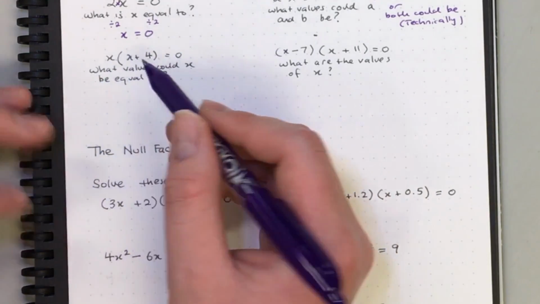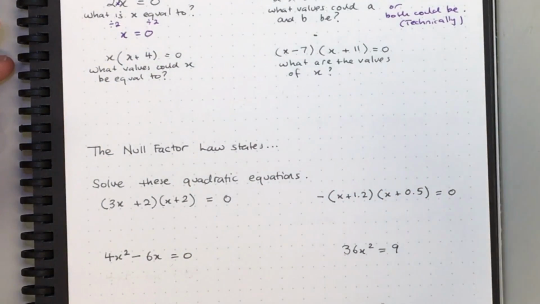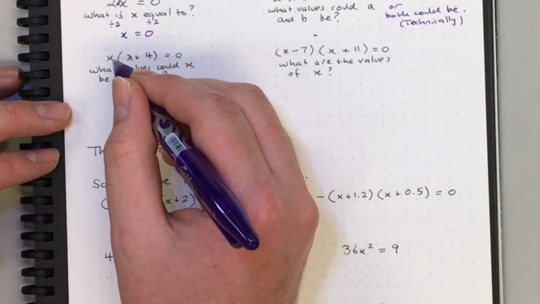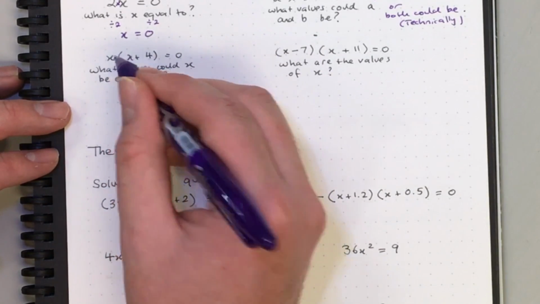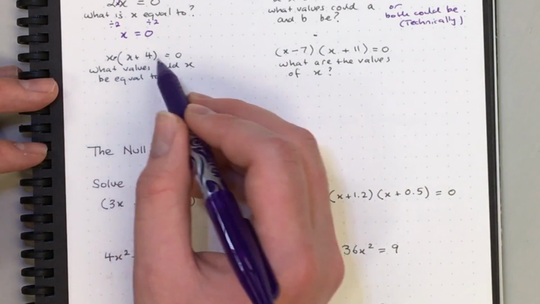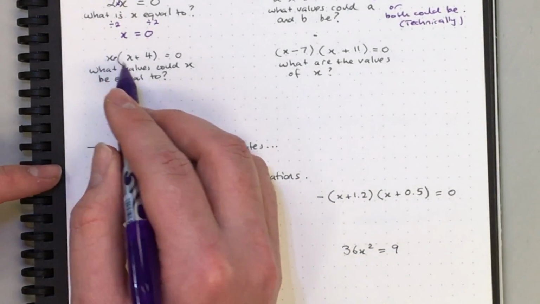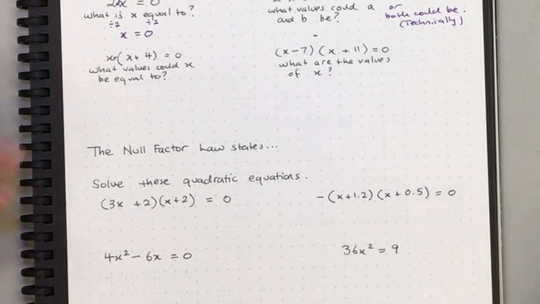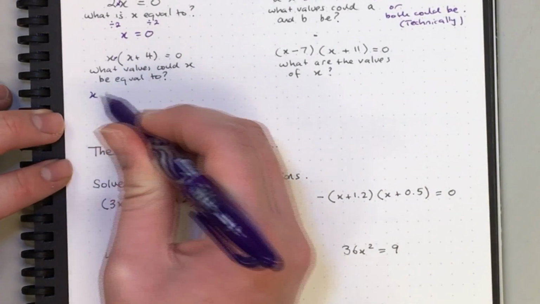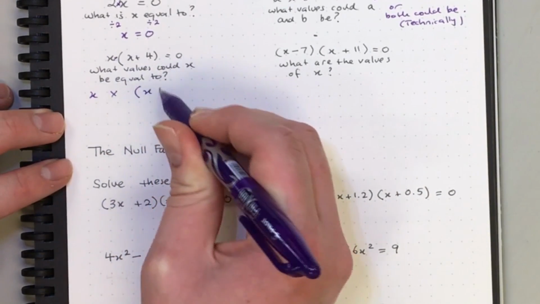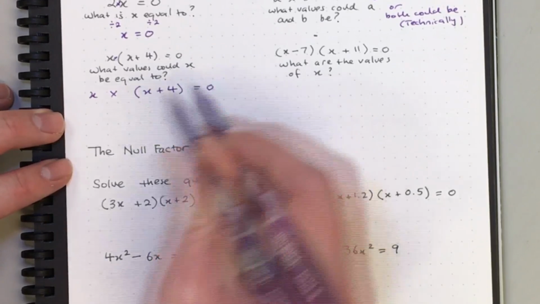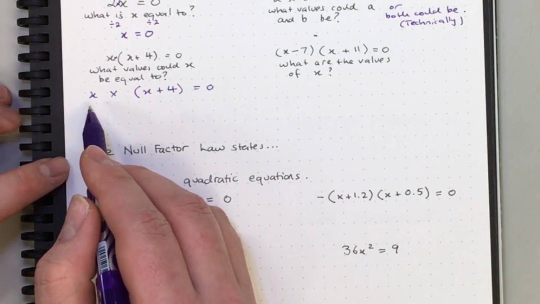Okay, so I've got here x times. Remember, brackets are another way of saying multiply. If I've got x outside of a bracket, that's the same as saying x times brackets x plus 4. So what could we say could be the potential values of x for this one? Well, let's start this way. So it's x times brackets x plus 4 equals 0. So what could x be equal to?